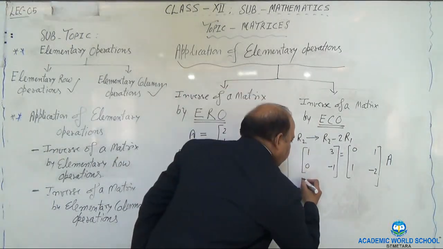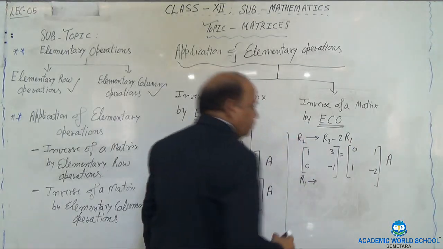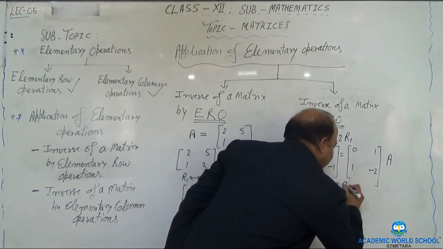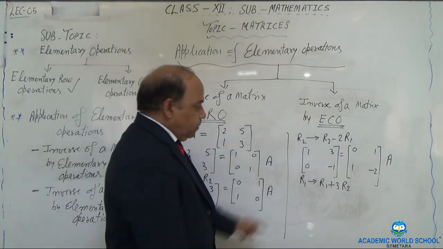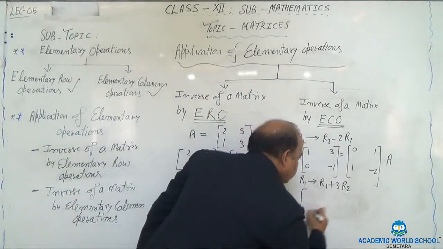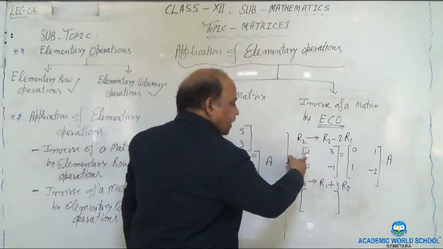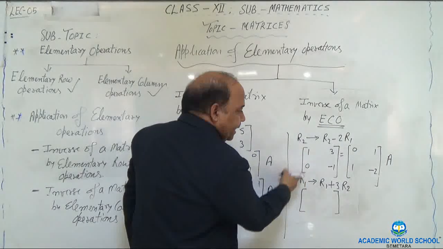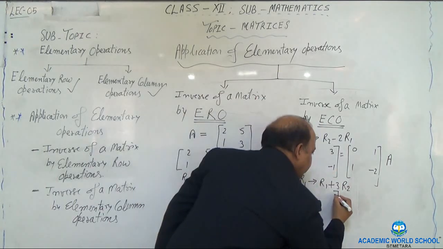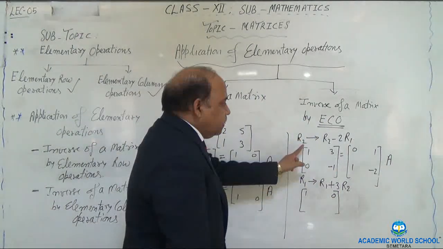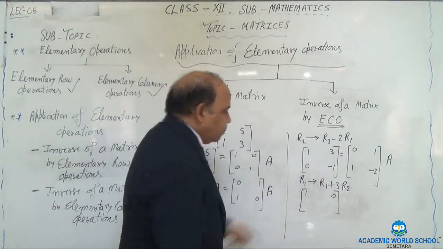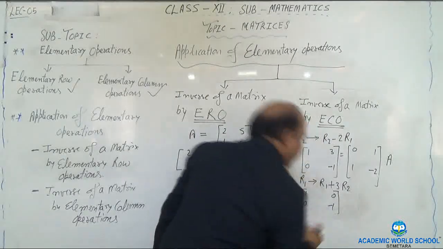So let's do that. What we are doing, in R1 we are making one change. What is that change? R1 plus 3 times R2 we are adding. So in R1, if you add 3 times R2, what will happen to this? Please look at this. It will remain 1, and in this 3 times if you add, it will become 0. There is no change in R2, so it will remain 0 minus 1.